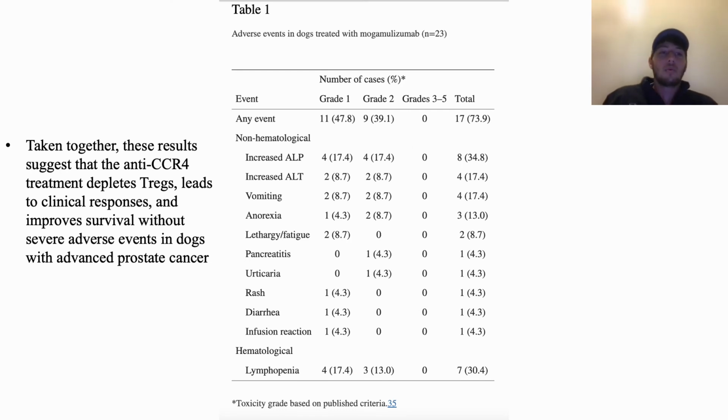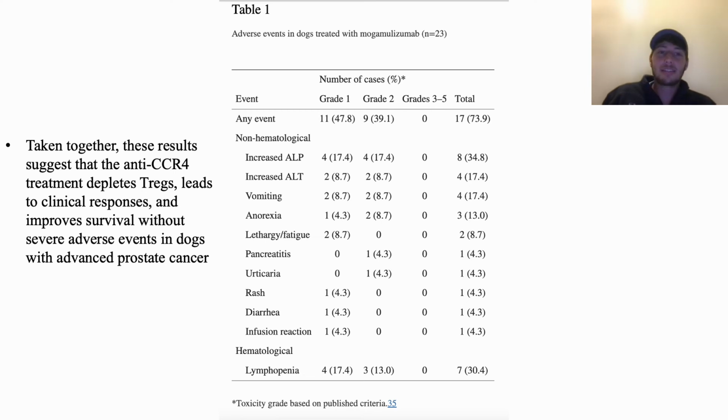So with all of that data taken together, this is showing the adverse events or the effects that the dogs treated with these anti-CCR4 treatments or the anti-cancer chemotherapy drugs, which are the same thing, may have had. The grades 1 through 5 really just indicate the toxicity grade that these dogs had.